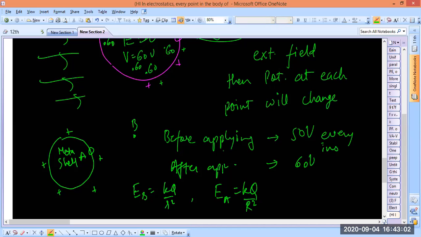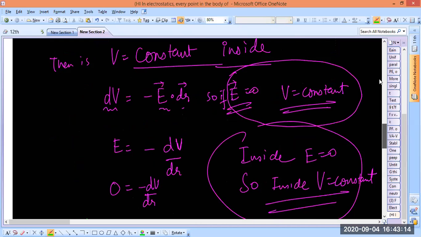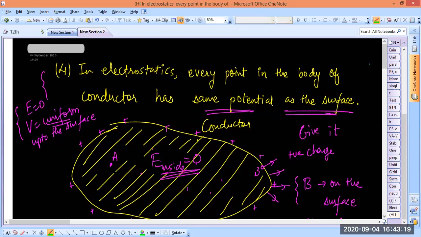All right. So that's it about this property, that every point inside and on the surface has the same potential.